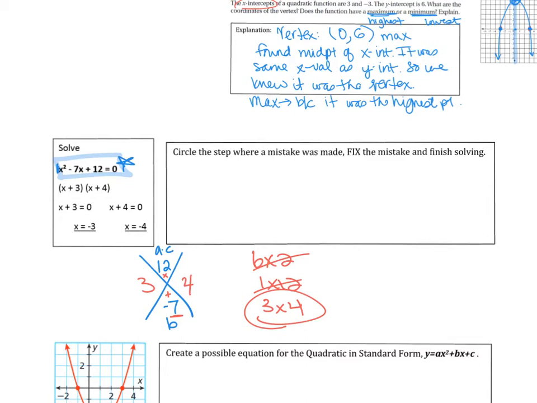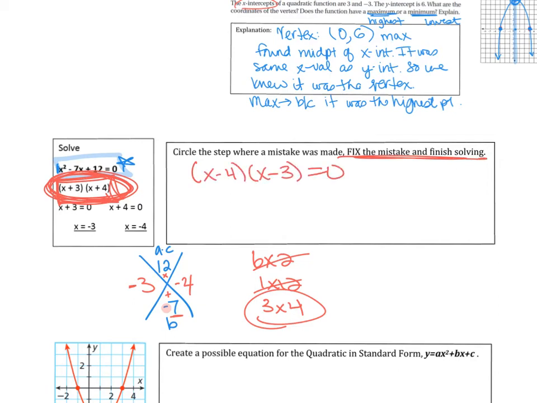Now the key here is I need it to multiply to give me a positive 12 and add to give me a negative 7. They both need to be negative. Very good. And so there, my friends, is where the flaw happened. They chose 2 positives. So circle the step where the mistake was made. Fix the mistake. So it should be x minus 4, x minus 3 equals 0.